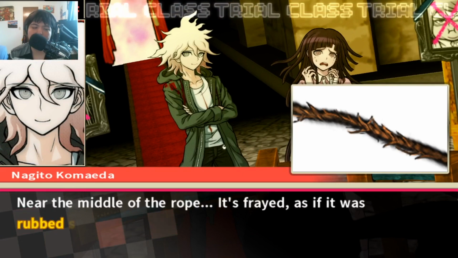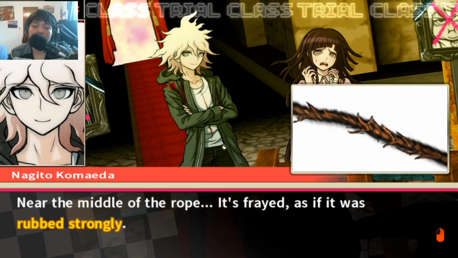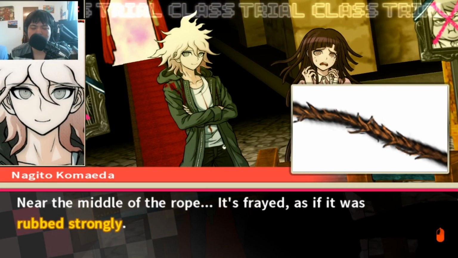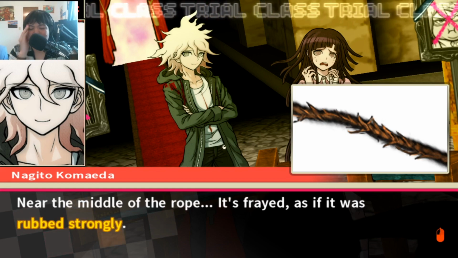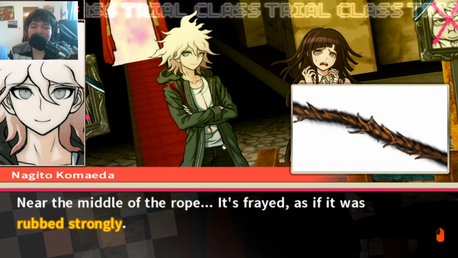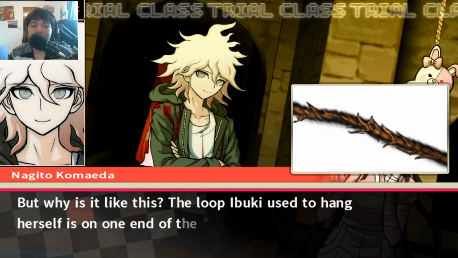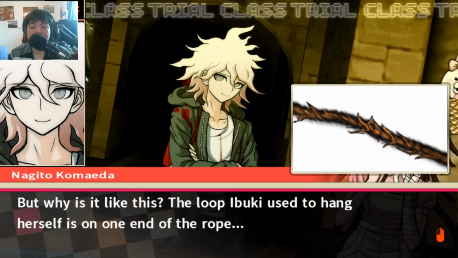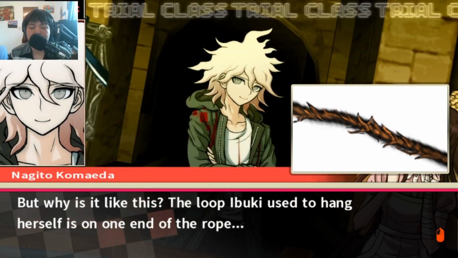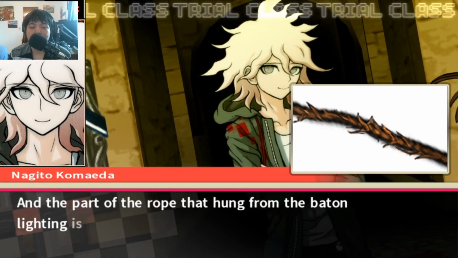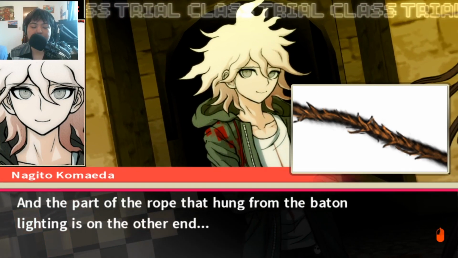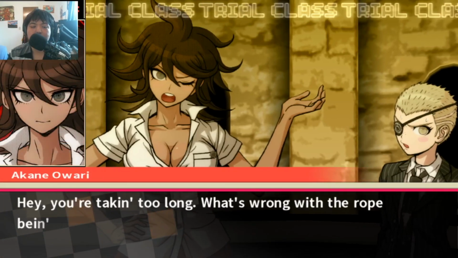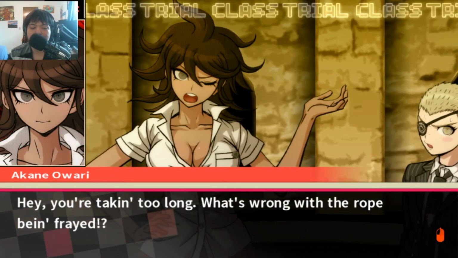Okay. Near the middle of the rope, it's frayed, as if it was rubbed strongly. Really? It looks like someone pulled on it or something. But why is it like this? The loop Ibuki used to hang herself is on one end of the rope, and the part of the rope that hung from the baton lighting is on the other end. Hey, you're taking too long. What's wrong with the rope being frayed?